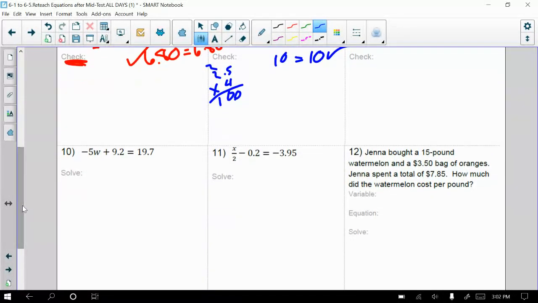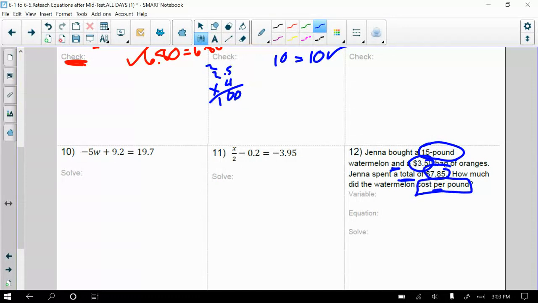All right. So you have two-step equations. Same thing you're going to do. You're going to get rid of your constant first, multiply by the reciprocal. Okay. All right, let's look at 12. Jenna bought a 15-pound watermelon. It's a huge watermelon. And a $3.50 bag of oranges. She spent in total $7.85. How much did the watermelon cost per pound?